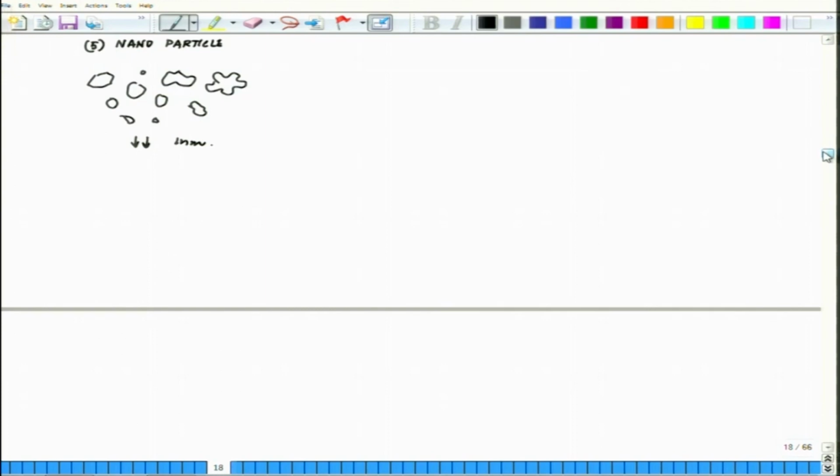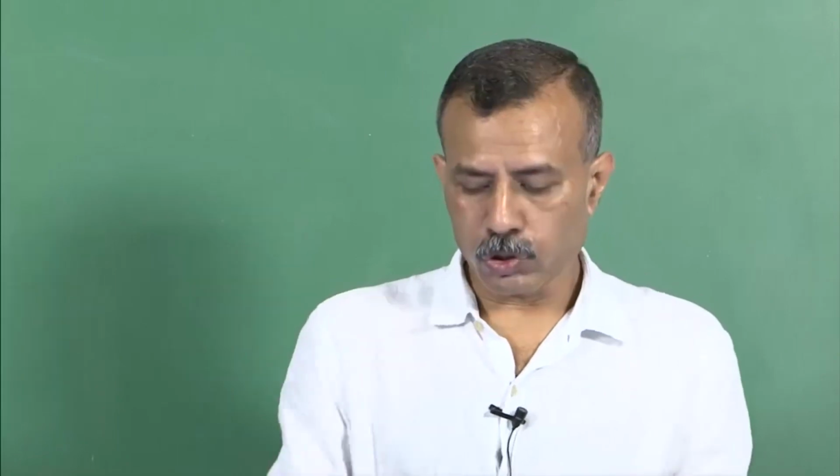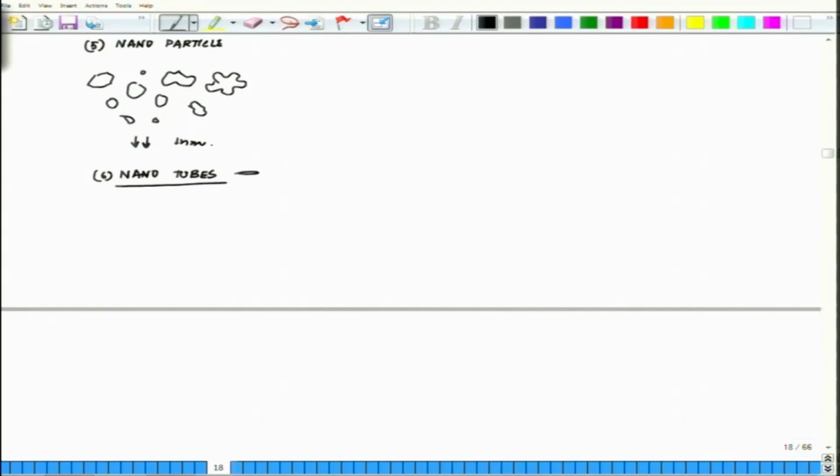Then you have nanotubes. Nanoparticles are the ones which typically can be reduced to 1 nanometer or maybe even less than that. That is where you have a lot of room to reduce the size. Next is the nanotube, as the name says. These are something like a cylindrical structure like this.